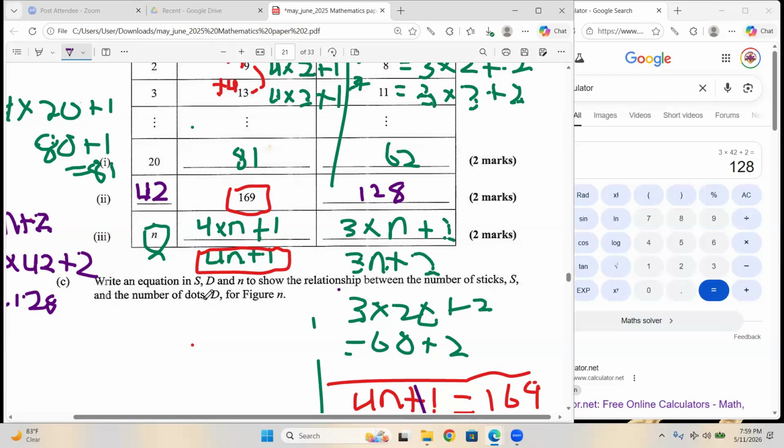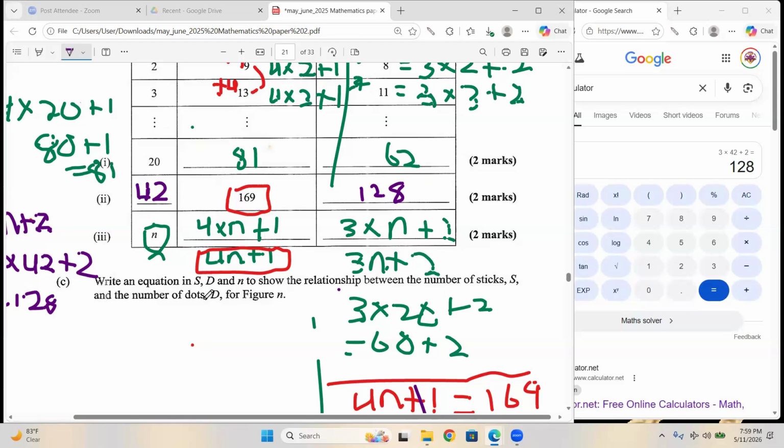What we could do, I want to see the relationship between sticks and dots. There are different ways to really figure it out. We know the number of sticks can be found by taking 4n plus 1, and we know the number of dots can be found by 3n plus 2. So we could show their relationship by either taking away, multiplying, or dividing.